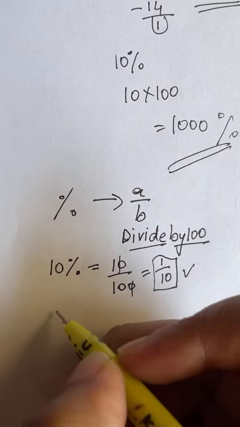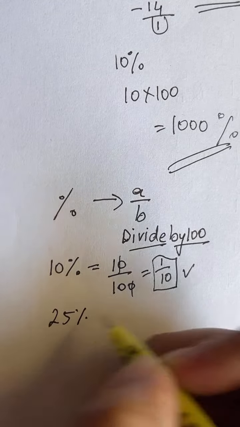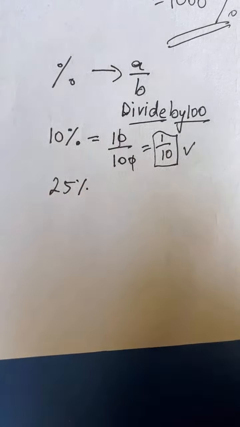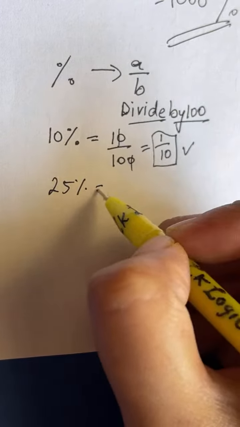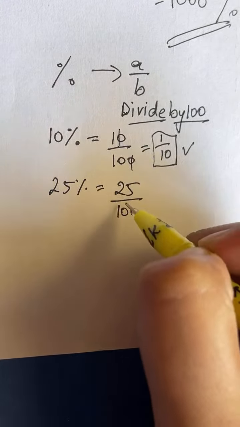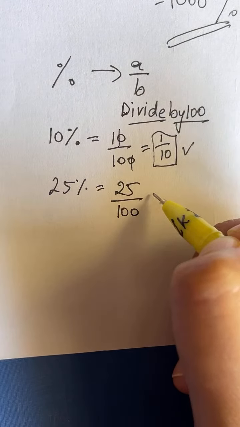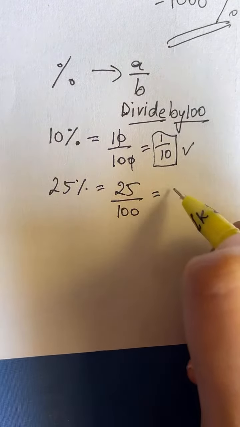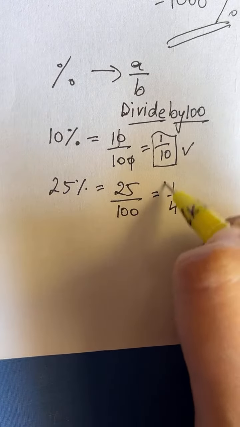Okay, let's see another example. For example, 25%. When you have 25%, this percent symbol will change to 25 per 100, out of 100. 25 out of 100. And how many 25s make 100? 4 25s. So that means it is 1/4. Done.